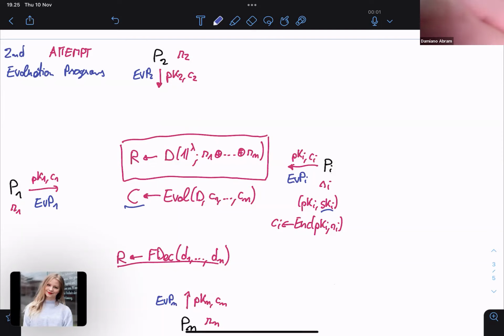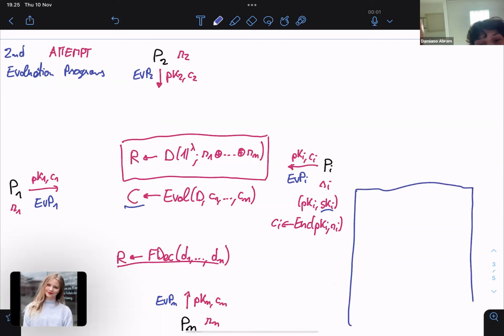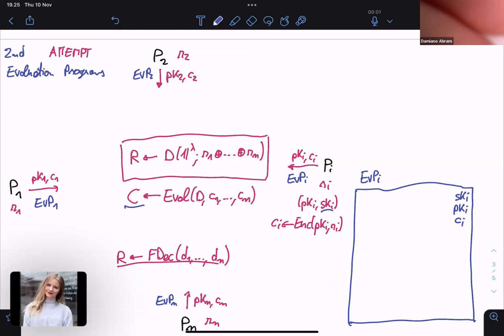So what's the code of this program? Okay, I will sketch it here. EVPI will have the secret key of party PI hard-coded, and also the corresponding public key and the ciphertext CI that is sent by PI in the protocol. The inputs to this program will be the public keys and the ciphertext of all the other parties.